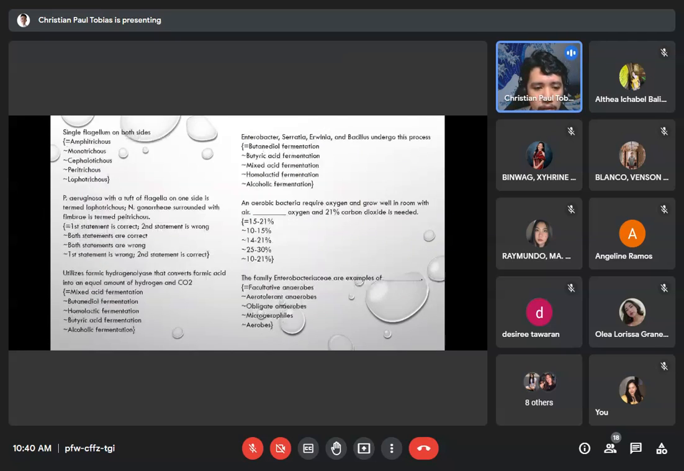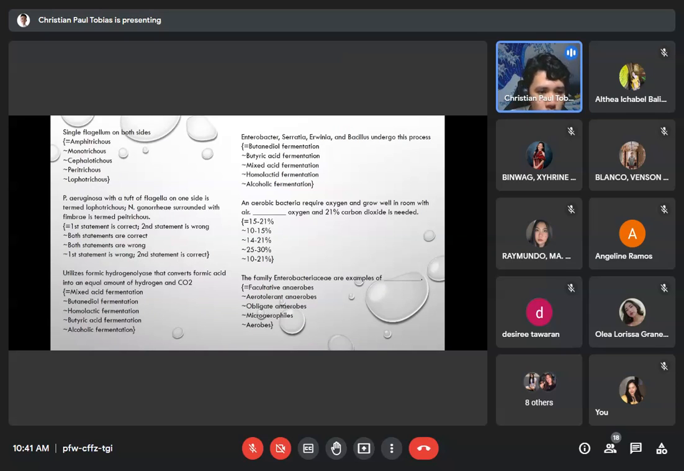Okay. Single flagellum on both sides, amphitrichous. When we say monotrichous, one flagellum on one side. Pag cephalotrichous, a tuft, or group of flagella on both sides. Pag peritrichous, around. Pag lophotrichous naman, a tuft on one side. Okay. Pseudomonas aeruginosa with a tuft of flagella on one side is termed lophotrichous. So, kasasabi lang, the Neisseria gonorrhoeae surrounded with fimbriae is termed peritrichous. So, what makes the second statement wrong? Neisseria gonorrhoeae, hindi flagella yung bumabalot, but fimbriae or your cilia.